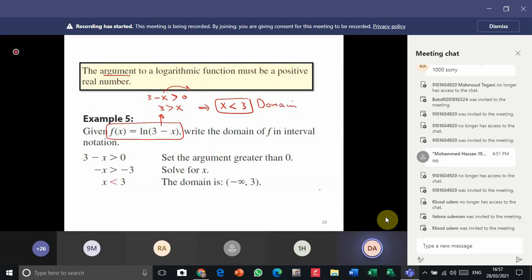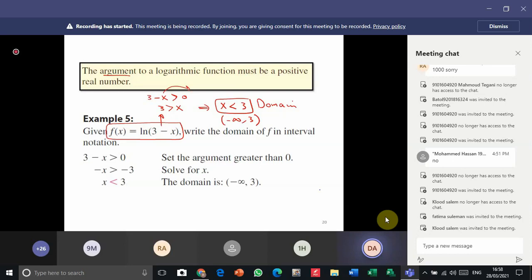X must be less than 3, or from minus infinity to 3, like this. What's the meaning of x less than 3? Any value from minus infinity to 3 can be substituted in f of x. But if the value inside the ln is negative, it is not in the domain. Okay. Any question?